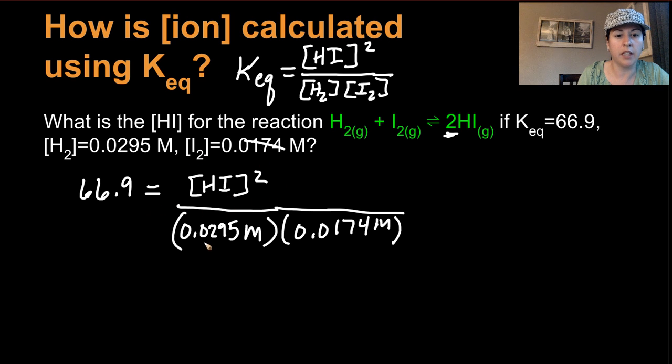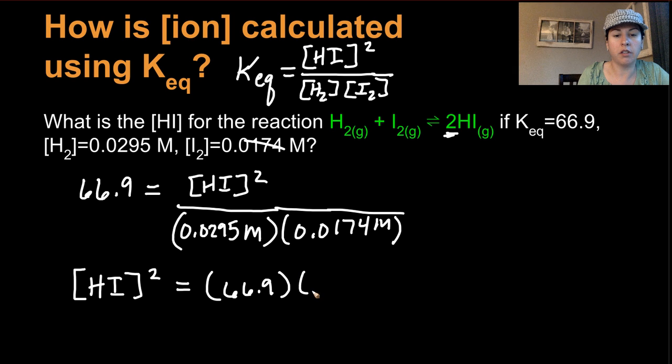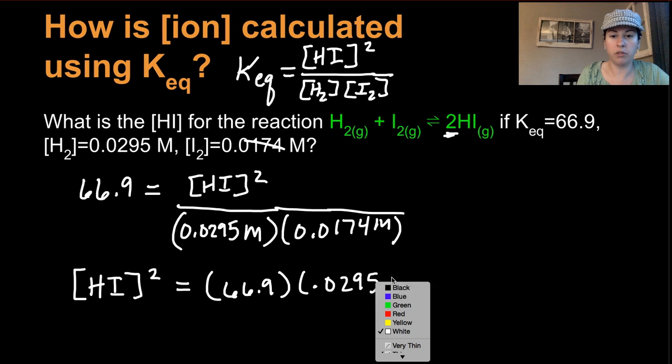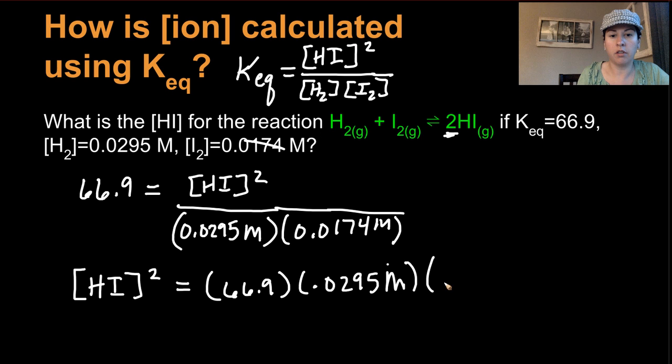Okay, so we want to get this by itself, and in order to do that, I'm going to multiply both sides by these two numbers. So if I multiply them by those two numbers, they'll cancel on the one side and be on the other. So when I rearrange this, and if you need some help with the algebra on that, please let me know and I will work with you. Okay, I'm going to keep my squared on this side, and that's going to be equal to 66.9 times 0.0295 molar times 0.0174 molar.